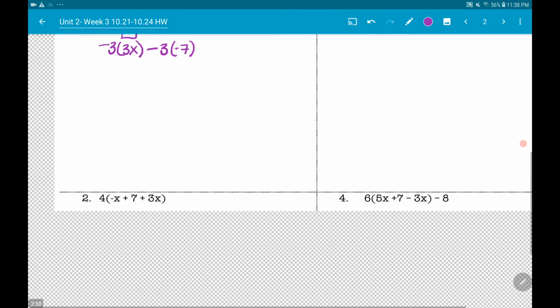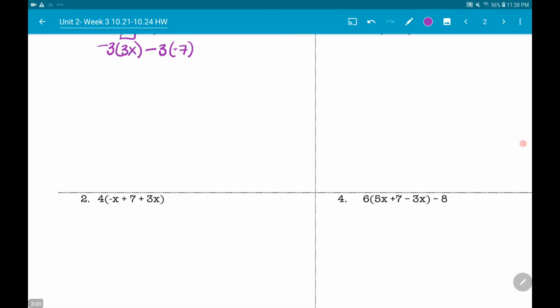So let's take a look at number 2. I take my outside and I put it with my inside. I do it again. My outside, I put it with my inside. And I need to do it for a third term here because I have a third term in my parentheses. And I need to be fair, so it needs to be for everyone.